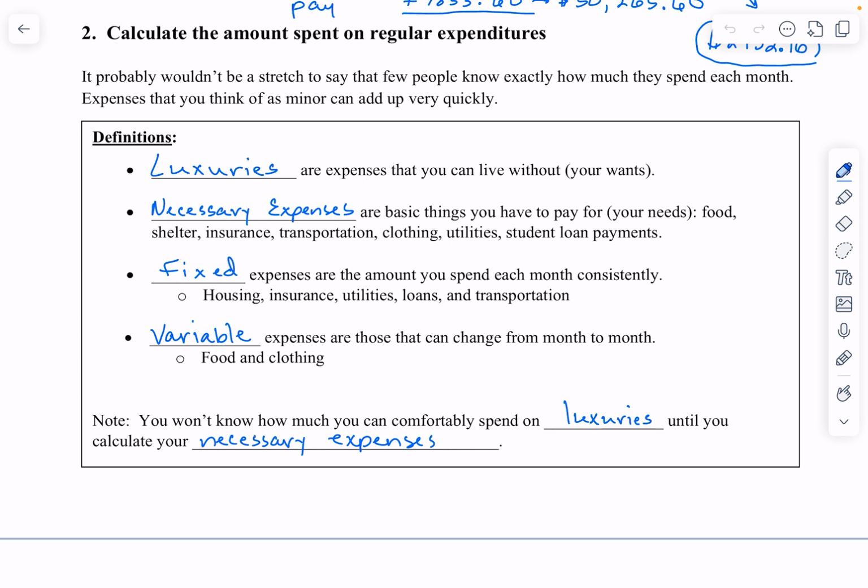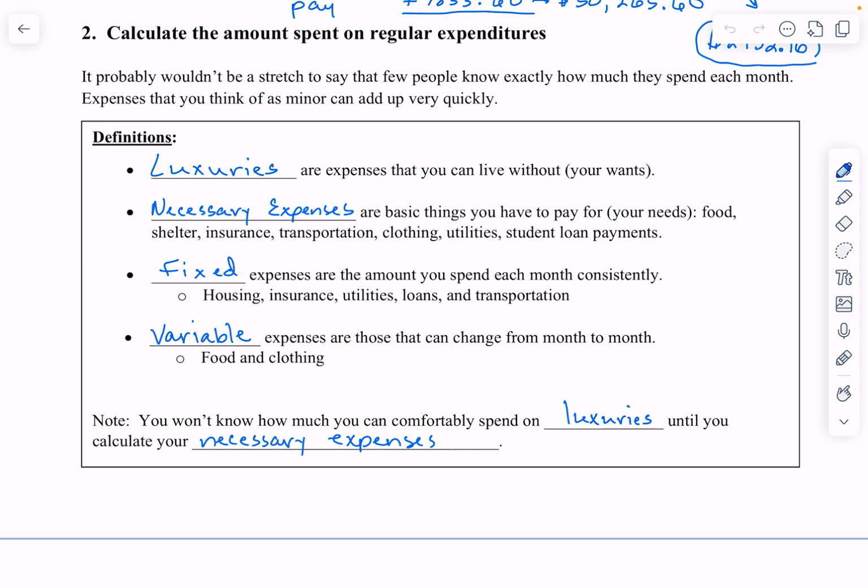Further into definitions, fixed expenses are the amounts that you know you consistently spend every single month. So maybe you have a car payment, and you know that's a set price every single month. Maybe you have a cell phone, and that's a set price of money every month. Then you have these variable expenses that from month to month can change. So your grocery bill, maybe it's close to about the same price, but it's not exactly the same price from month to month, right?